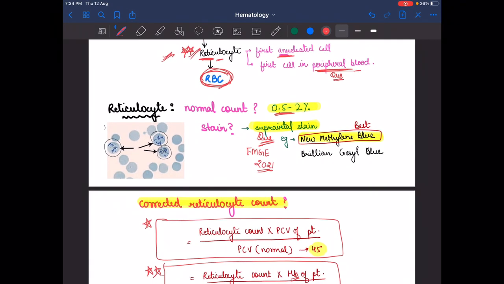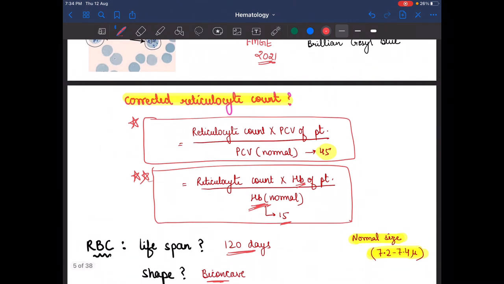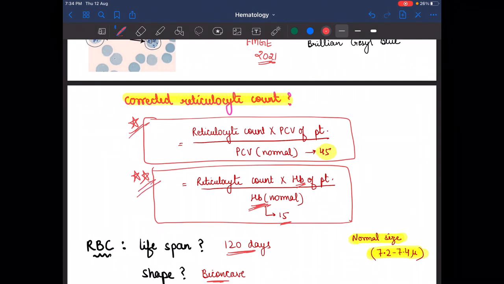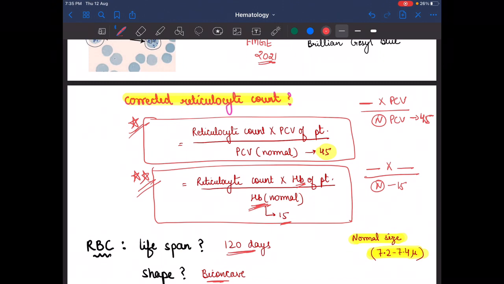Now how do we calculate the corrected reticulocyte count? For the correction of the reticulocyte count, we use these two formulas. First, we multiply the reticulocyte count by the packed cell volume of the patient, divided by the normal packed cell volume, that is 45. Or if the hemoglobin of the patient is given, then we multiply the reticulocyte count by the hemoglobin of the patient, divided by the normal hemoglobin, that is 15. This is the formula we use for the corrected reticulocyte count.